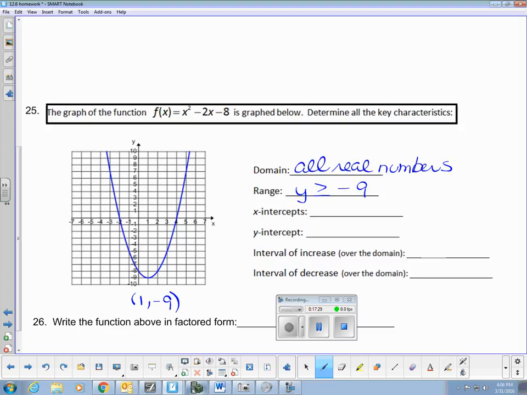My x-intercepts are at positive 4, 0, and negative 2, 0. My y-intercept is down here at 0, negative 8.